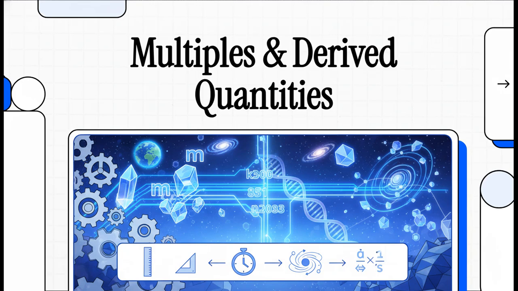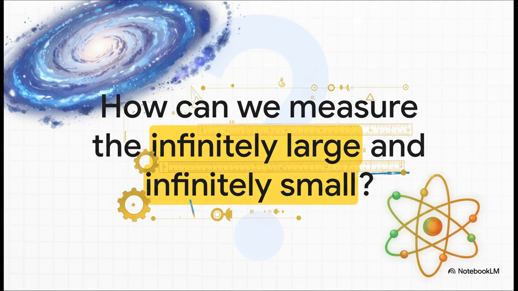All right, today we're going to crack the code on the language of measurement. We're diving into this super elegant system that lets scientists talk about everything from the tiniest atom all the way out to the distance between galaxies. And they do it all with just one simple set of rules. So, how is that even possible?